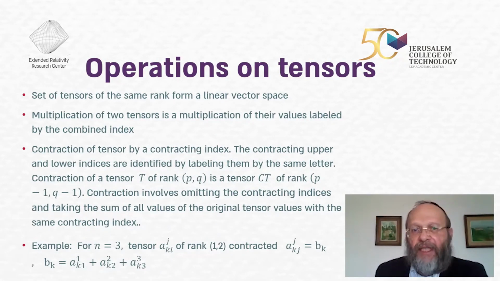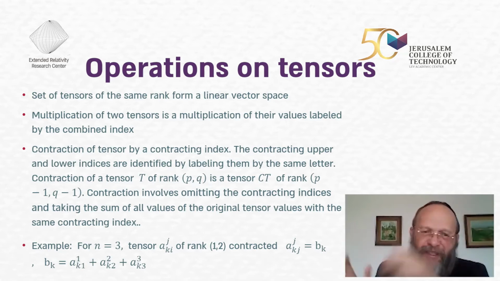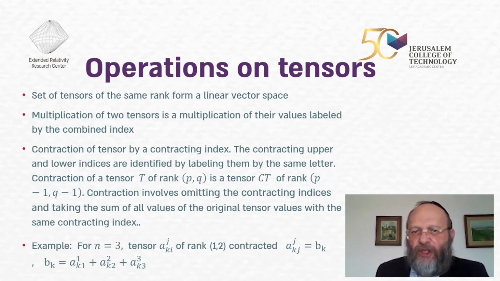First of all, if they have the same rank and the same set of indices, you can add them and multiply by numbers. Simply the numbers that are there, adding and multiplication, not used too much. There's also a multiplication of two tensors. That means you multiply their values and combine the indices: you add the indices on the top, add the indices below, and you get a bigger tensor. That is not used too much. What is used mostly is this one: contraction of a tensor by a contracting index.